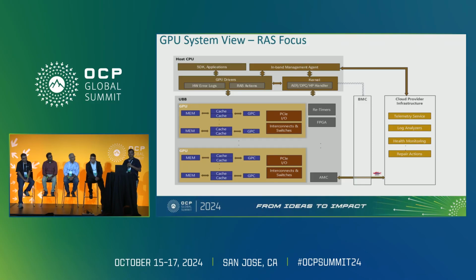As you see in the UBB designs, we have GPUs with a lot of memory, I/O, interconnect, and switches. We specified the system level and memory level requirements to meet some of the pain points I discussed.